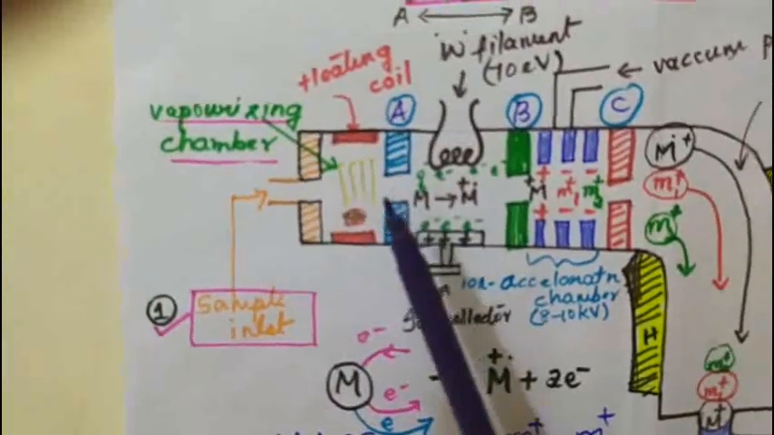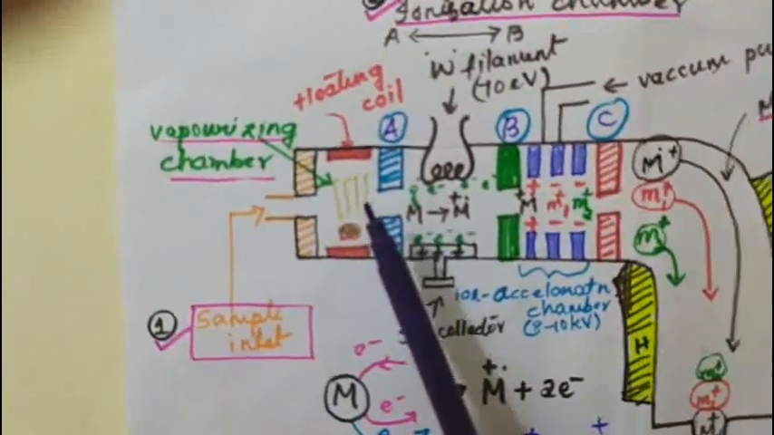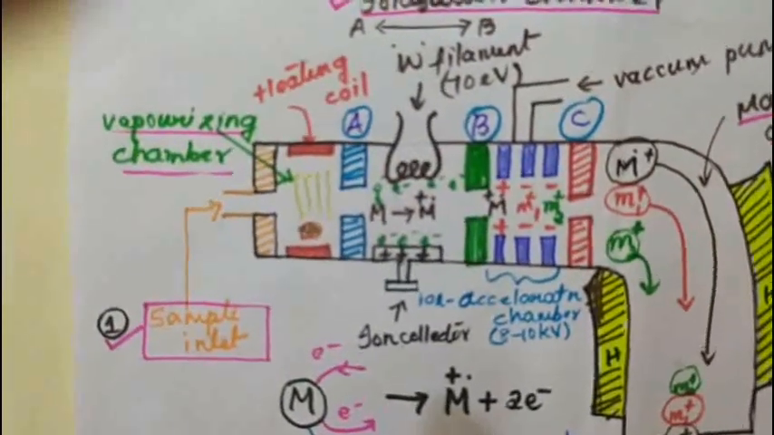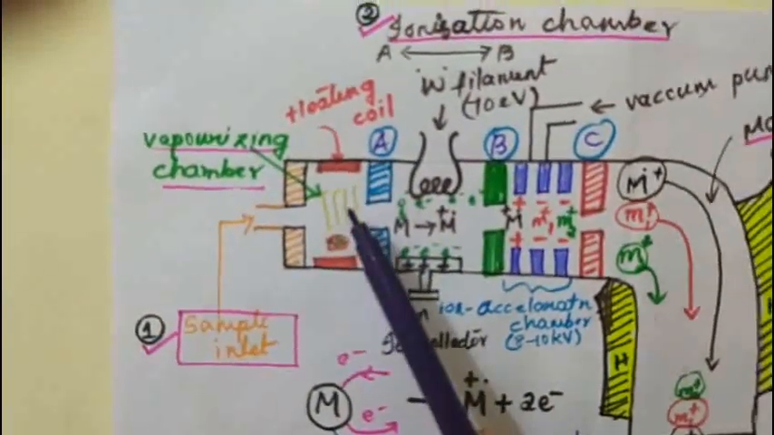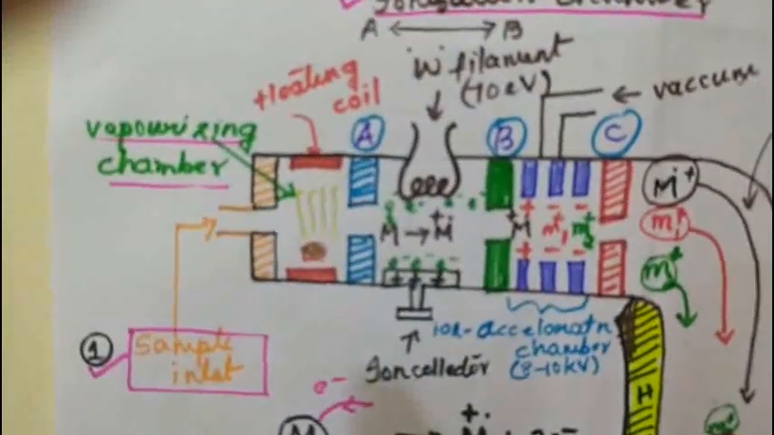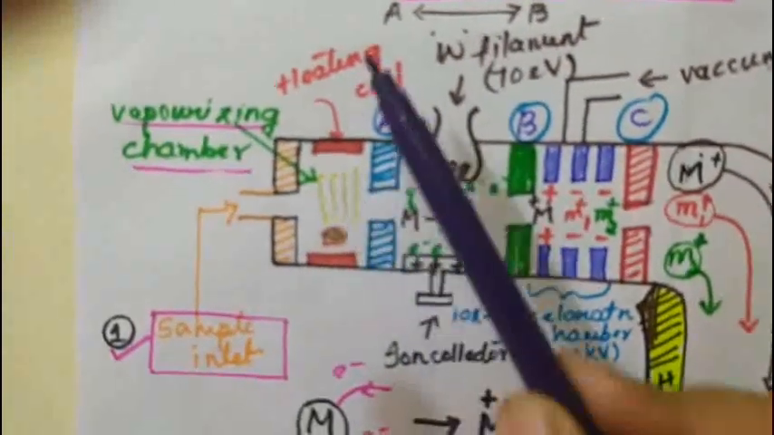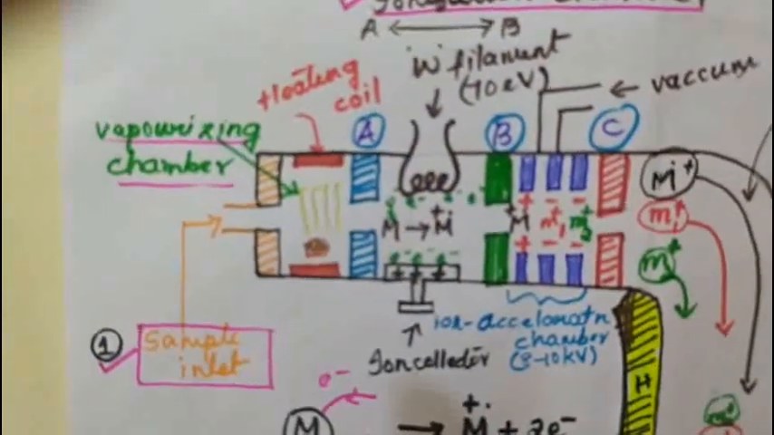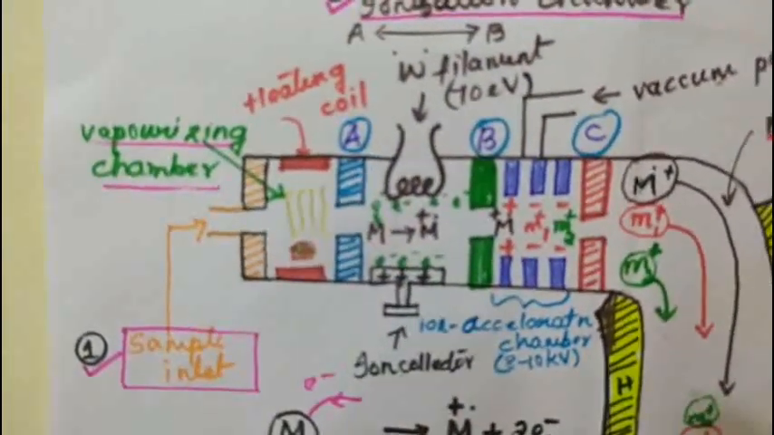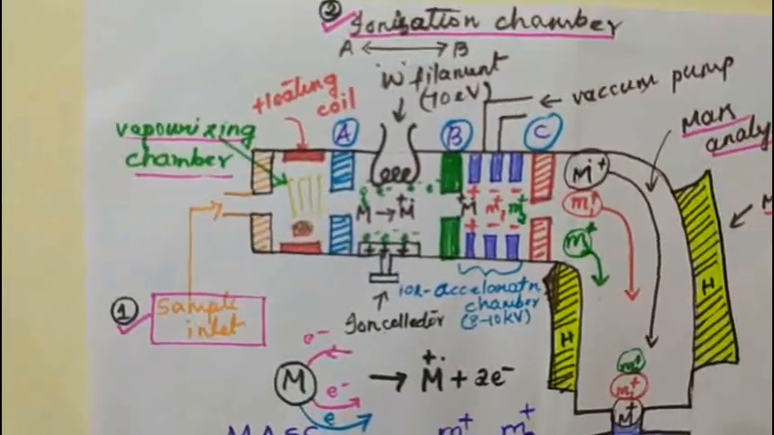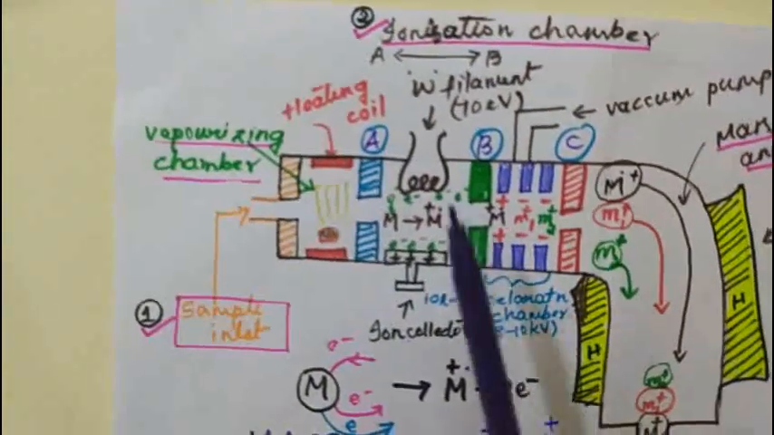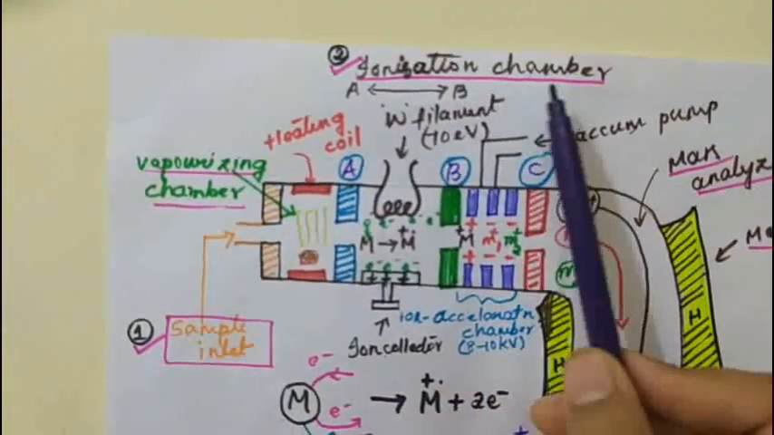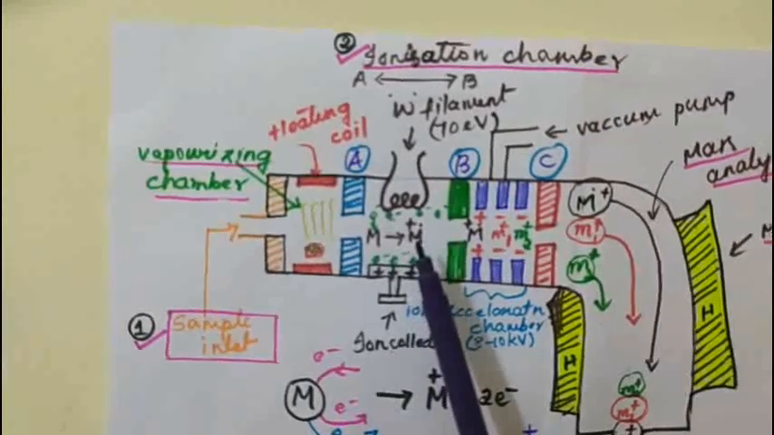If the sample is in the gaseous form, there is no problem. If it is in the solid or the liquid form, we have to bring it to the vapor phase. For that purpose, the vaporizing chamber is provided with a heating coil. When we increase the temperature of the heating coil, the solid or the liquid sample is converted into vapor phase, and these vapors will enter into the next chamber, that is the ionization chamber, where the ions are produced.